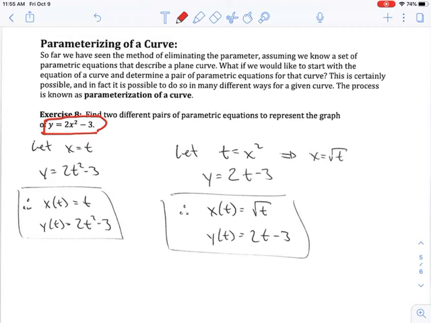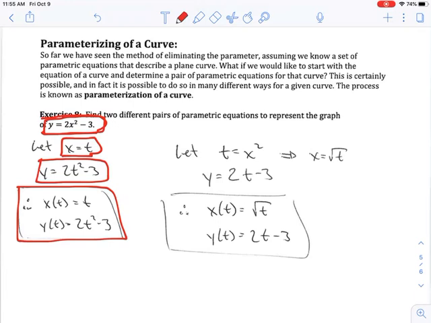Now, the simplest way to define t would be to let the independent variable, in this case x, be equal to t. And then if you substitute t in for x, you get y is equal to 2t squared minus 3. So you have x equals t, y equals 2t squared minus 3. That is a pair of parametric equations. So writing it in the proper form, x of t is t, y of t is 2t squared minus 3. But that's not the only way of doing it.